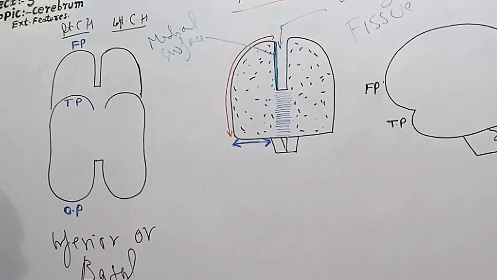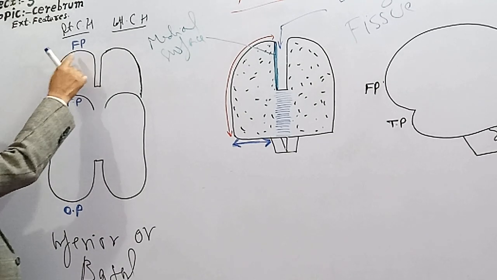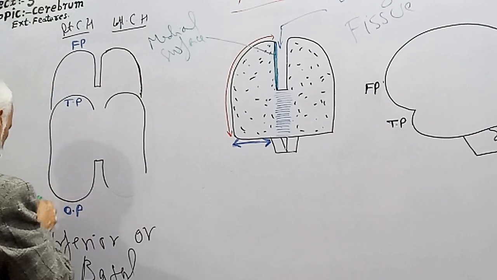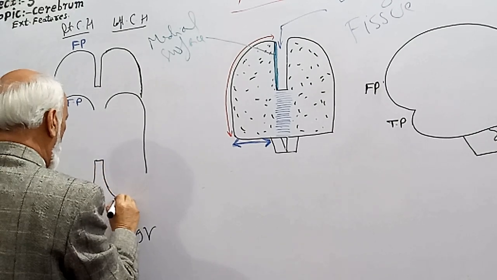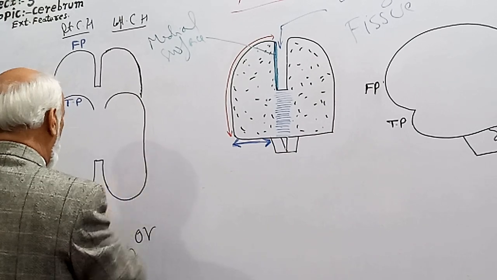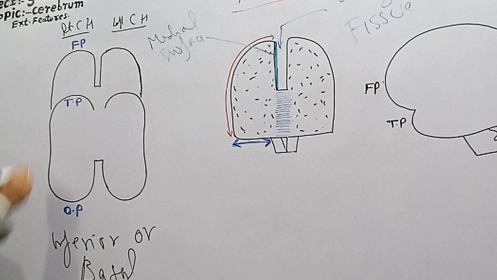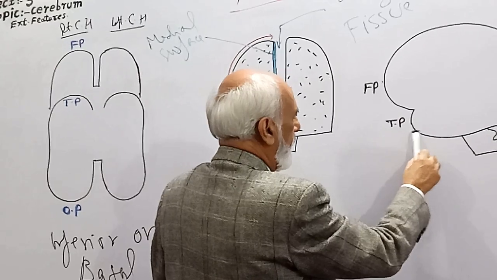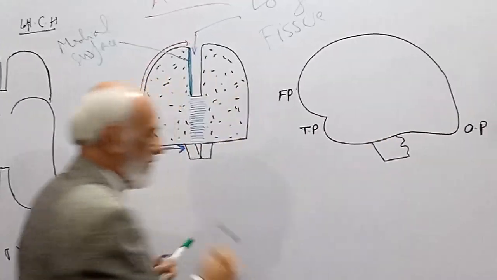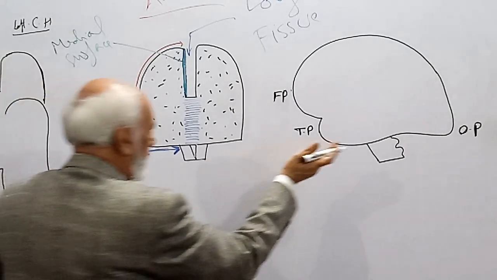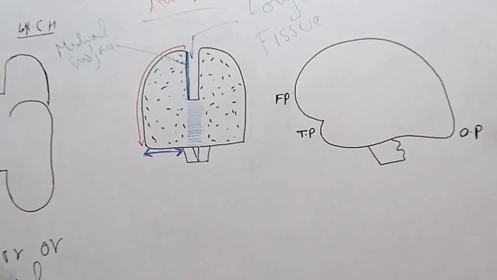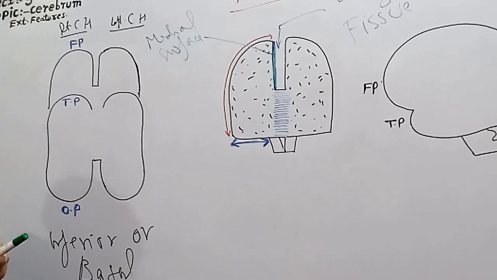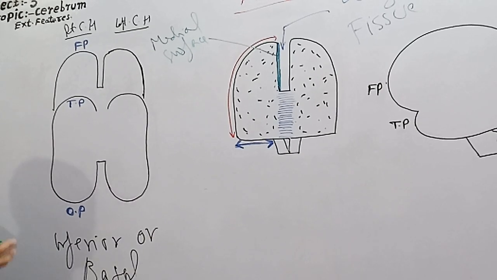Now you can see the basal or inferior surface extends from the frontal pole up to the occipital pole, including temporal pole in the middle. Like here, frontal pole, temporal pole, then occipital pole, basal surface or inferior surface, which is not clear in this diagram, but in the inferior view, you can see the detail about the inferior surface of the cerebral hemisphere.